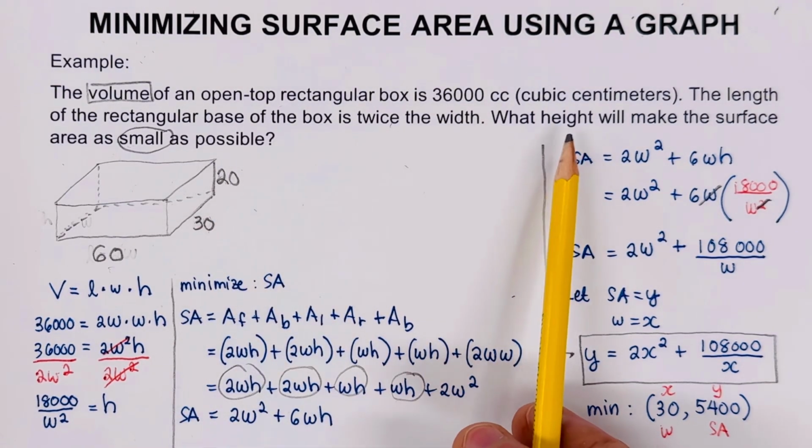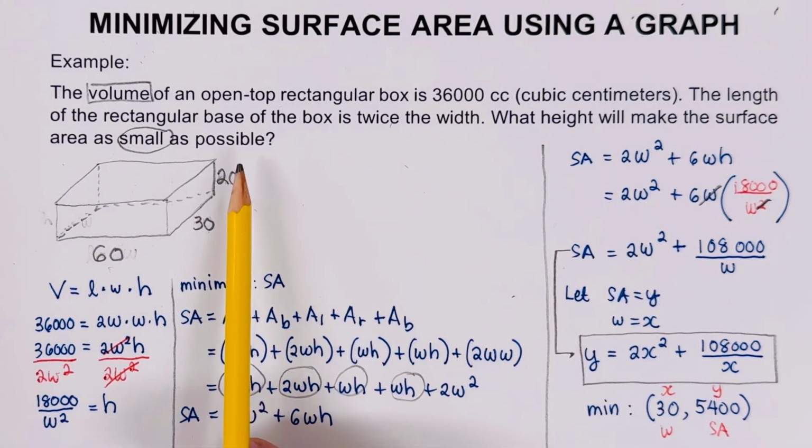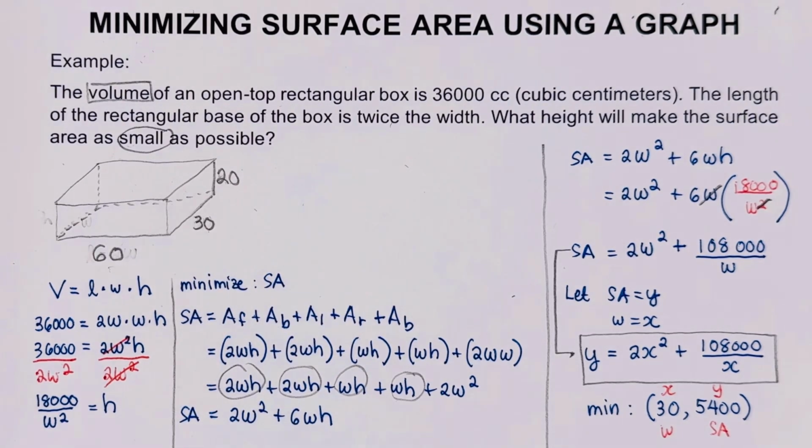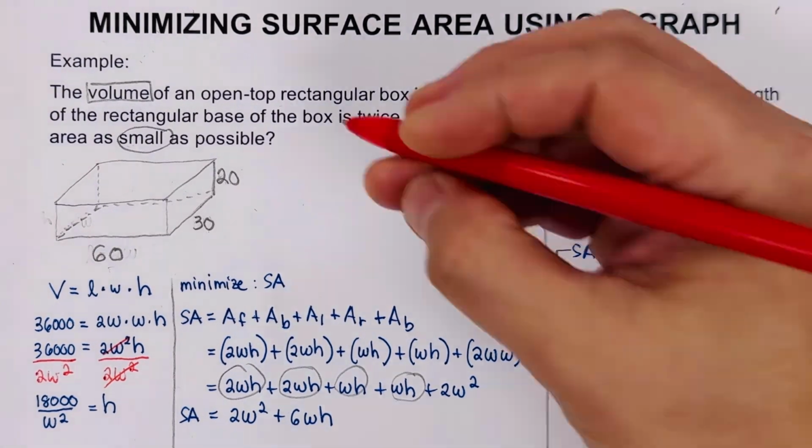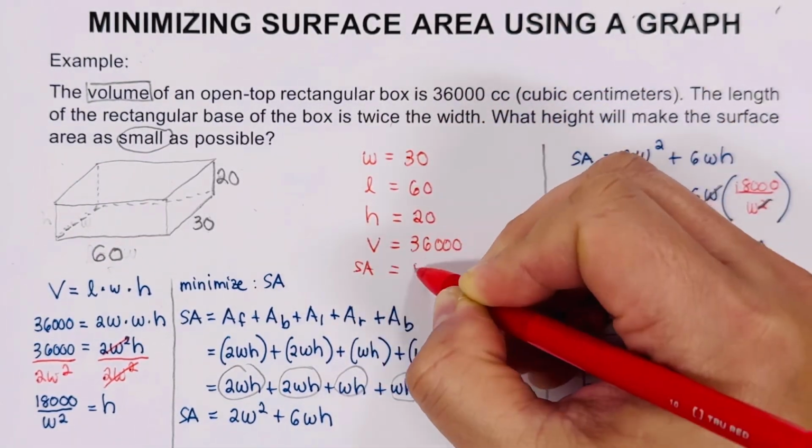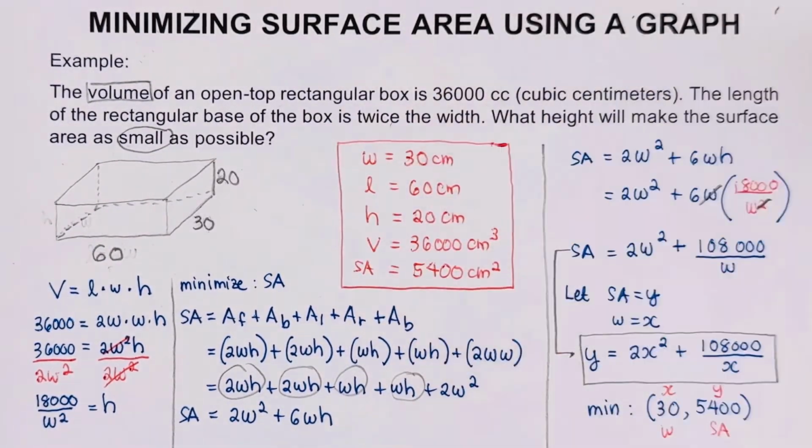So in this problem, what height will make the surface area as small as possible? The answer is 20. So I'm going to go ahead and write all the values that we got. So that is how we minimize the surface area using a graph and without using calculus.